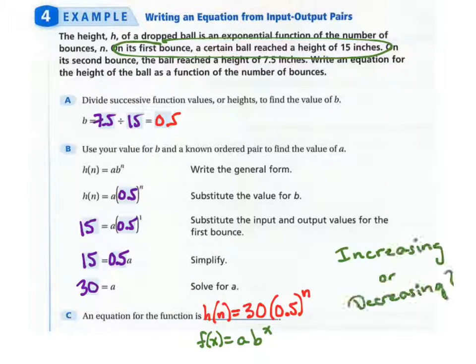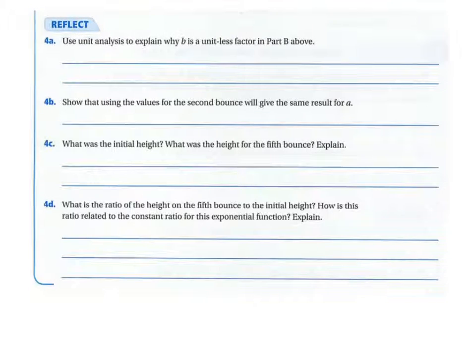Once again, is this increasing or decreasing? Look at b. Right, it is decreasing. You can logic it out by going, well, the ball's not going to bounce higher, but you can also say, well, b is a half, a fraction between 0 and 1. That means the function is decreasing. Okay, we are almost there.